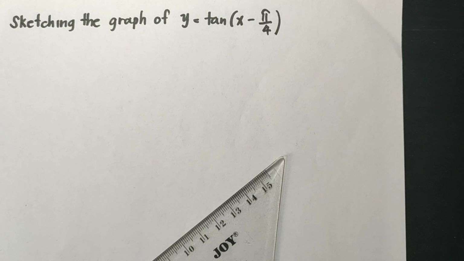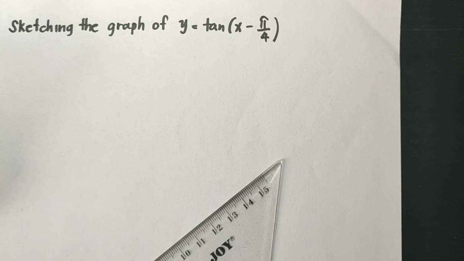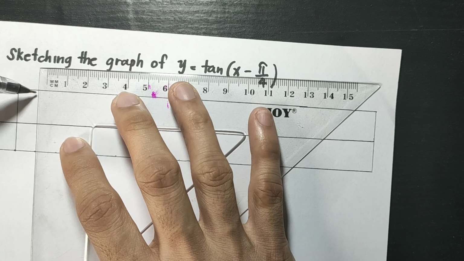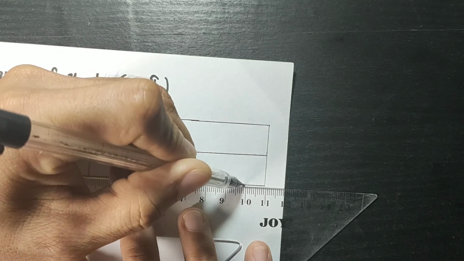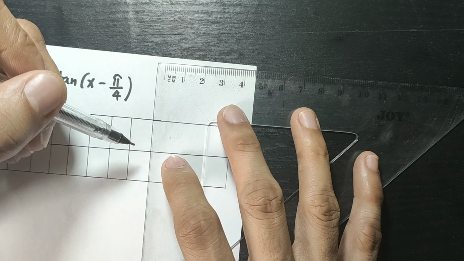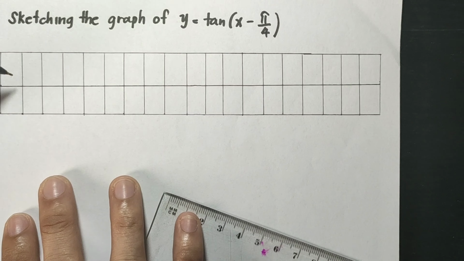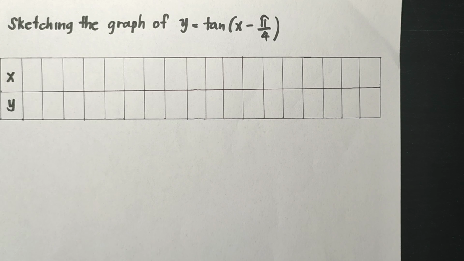So today's video, we're going to sketch the graph of y equals tangent of (x minus pi over 4). So let us start with the construction of the table of values. Okay, so this is already the table of values and I'm going to write the values for x first.